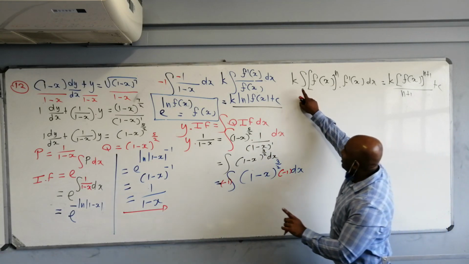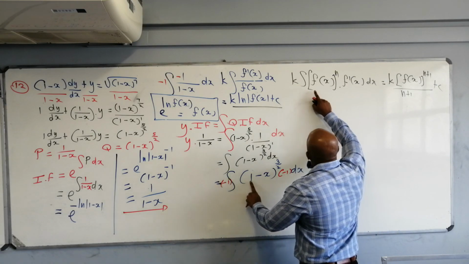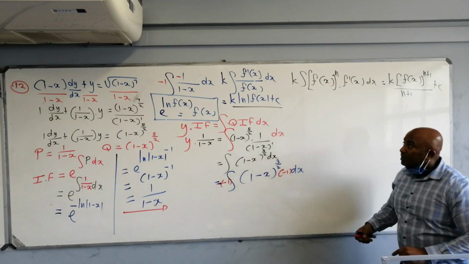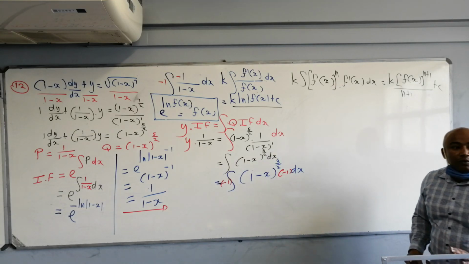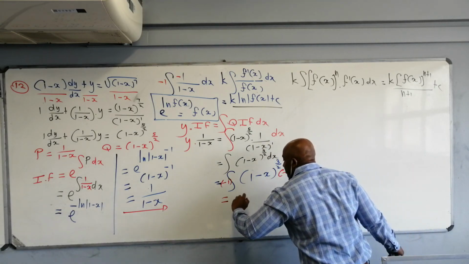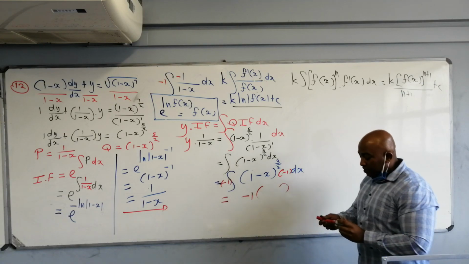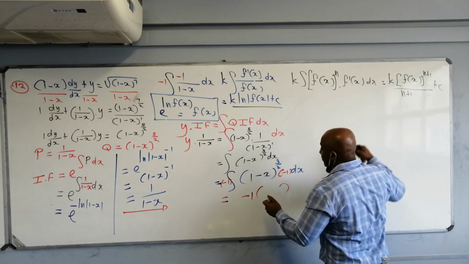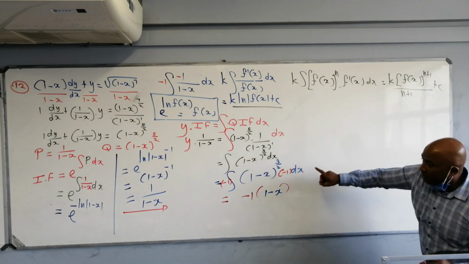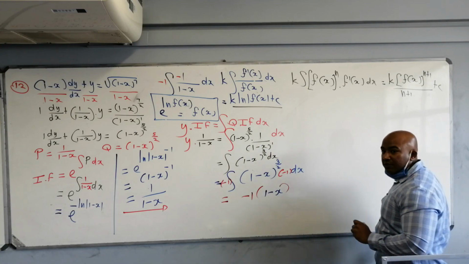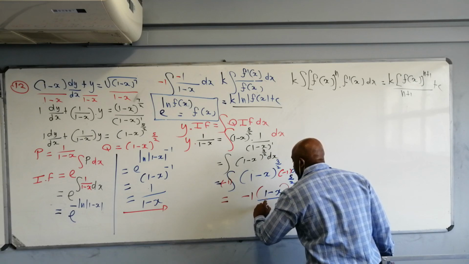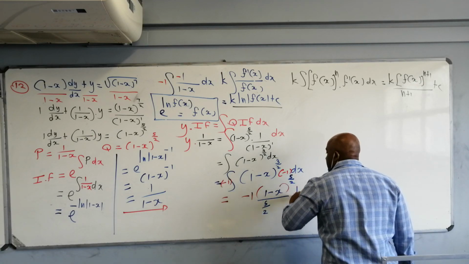So now what do I have? There's my k. f of x to the power n, f prime x. Now, we can apply the formula in one step. So the answer will be k, which is minus 1, and then your f of x, which is (1 minus x) to the power n plus 1. So 3 over 2 plus 1 is going to be 5 over 2, divided by 5 over 2, plus c.